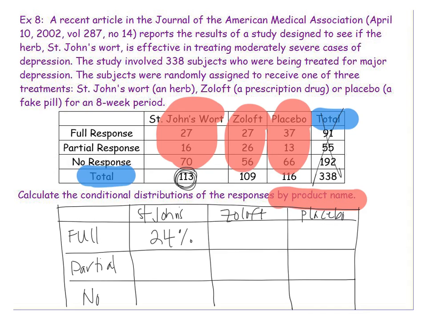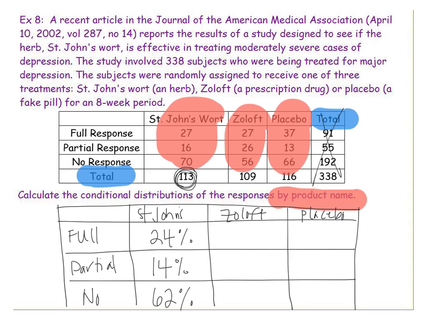16 divided by 113 times 100 gives us 14%. And 70 divided by 113 times 100 gives us 62. And again, if you need to jot down more notes, like you need to write down how we're getting these numbers, please do. I just figured you guys were pretty good at percentages by now.